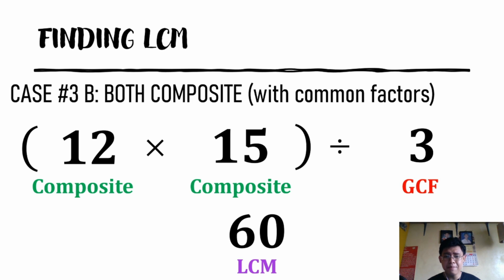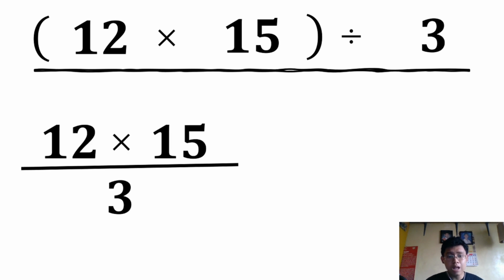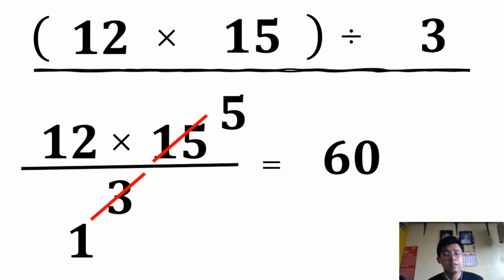May mas madali ba? Kung nalalakihan kayo sa dalawang numbers na to, I can suggest you do this. Place it in this form, 12 times 15 all over 3, and do some cancellation. So, we need to cancel 15 and 3. 15 will be 5, 3 will be 1. And now we can multiply 12 times 5 divided by 1, which is equal to 60, which is our least common multiple. Okay, ganun lang.